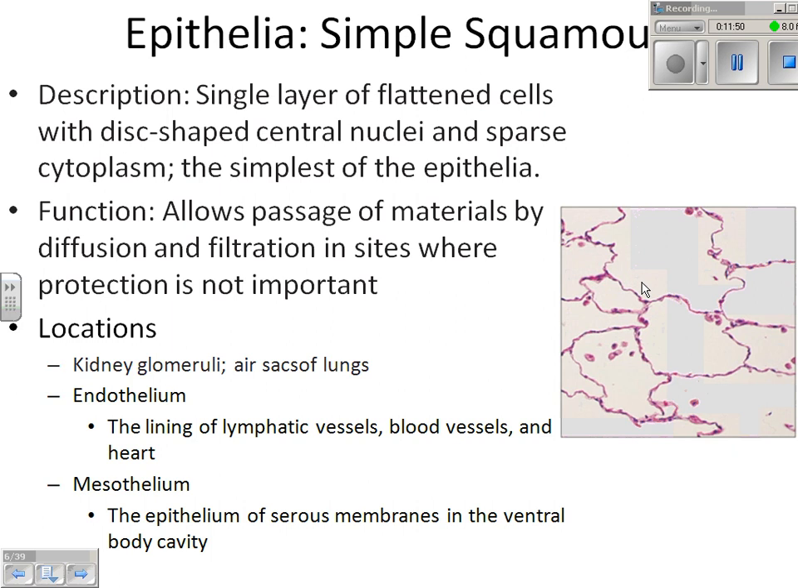And we also find this type of tissue in the mesothelium. And I believe in PAL, the example is mesothelium of the serous membranes, and you can see a little bit better of a picture than we have here in the PowerPoint.